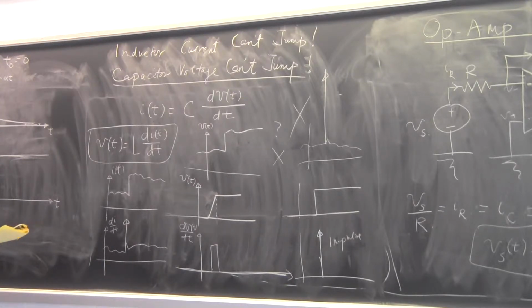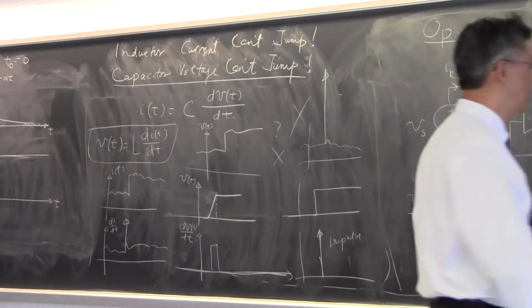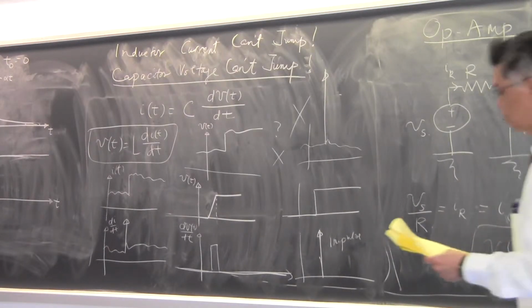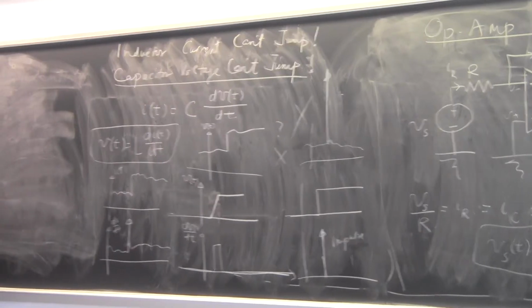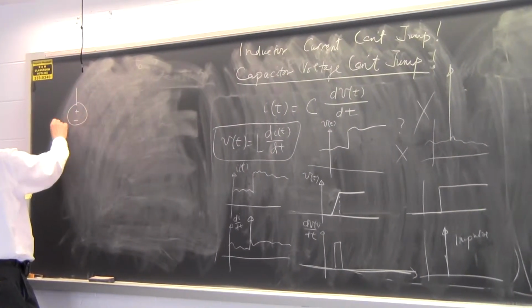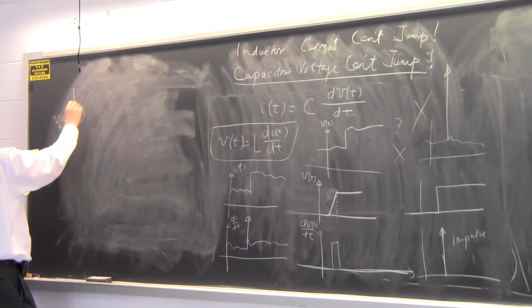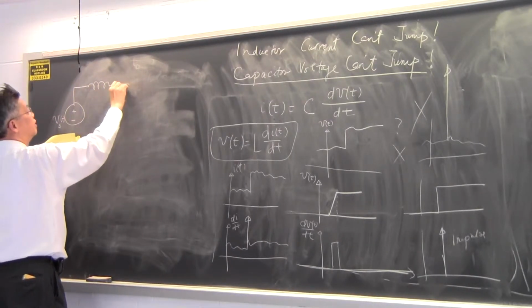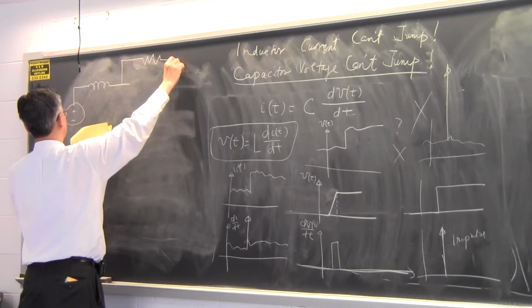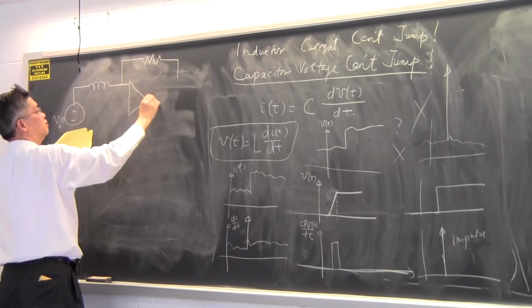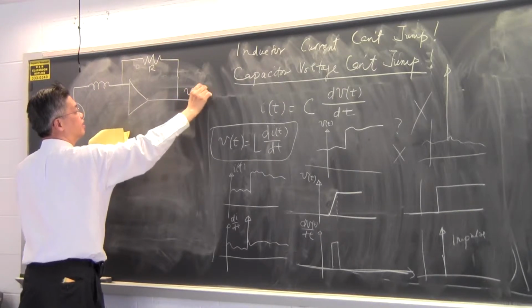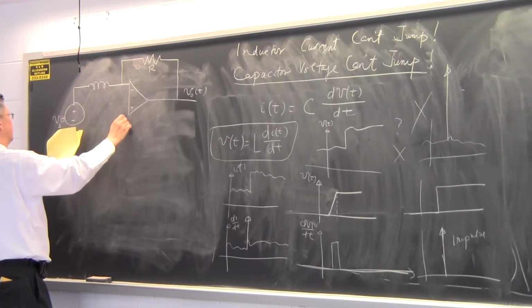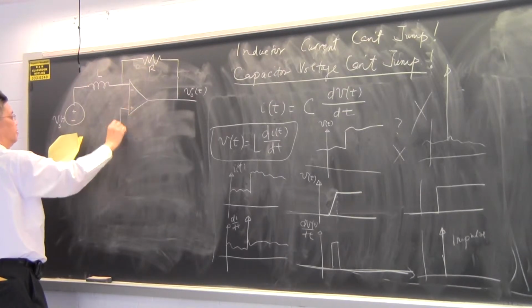So let's look at the other possibilities that we might have. That is, what happens if I use an inductor to do an op-amp integrator instead. If I look at that, then the circuit will look something like this. Vs of t is somewhere over here. I have an inductor, and then I have a feedback resistor. This is R, this is Vout of t, this is minus, this is plus, this is L, and this is grounded.